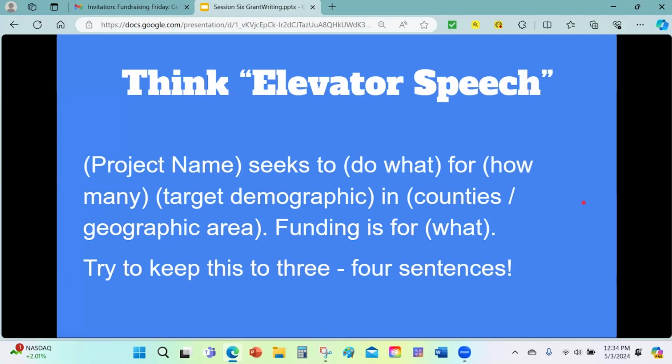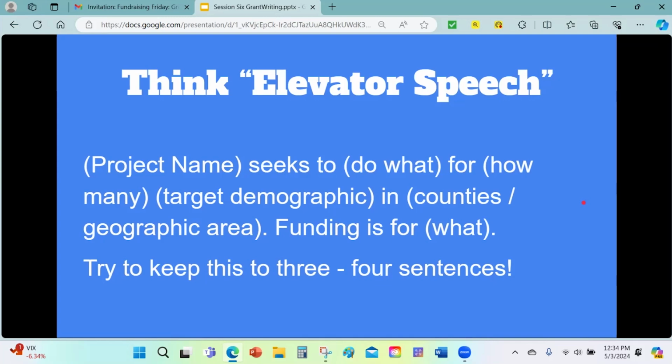For your abstract or executive summary, I want you to think brief, to the point, that punch. I want you to think an elevator speech. You're going up in the elevator with someone. Here's a really good example. Your project name seeks to do what? For how many people and what demographic? Where? And then funding for what? What are you going to do? Right? And you want to keep this to 3 or 4 sentences. In a sense, that elevator speech.